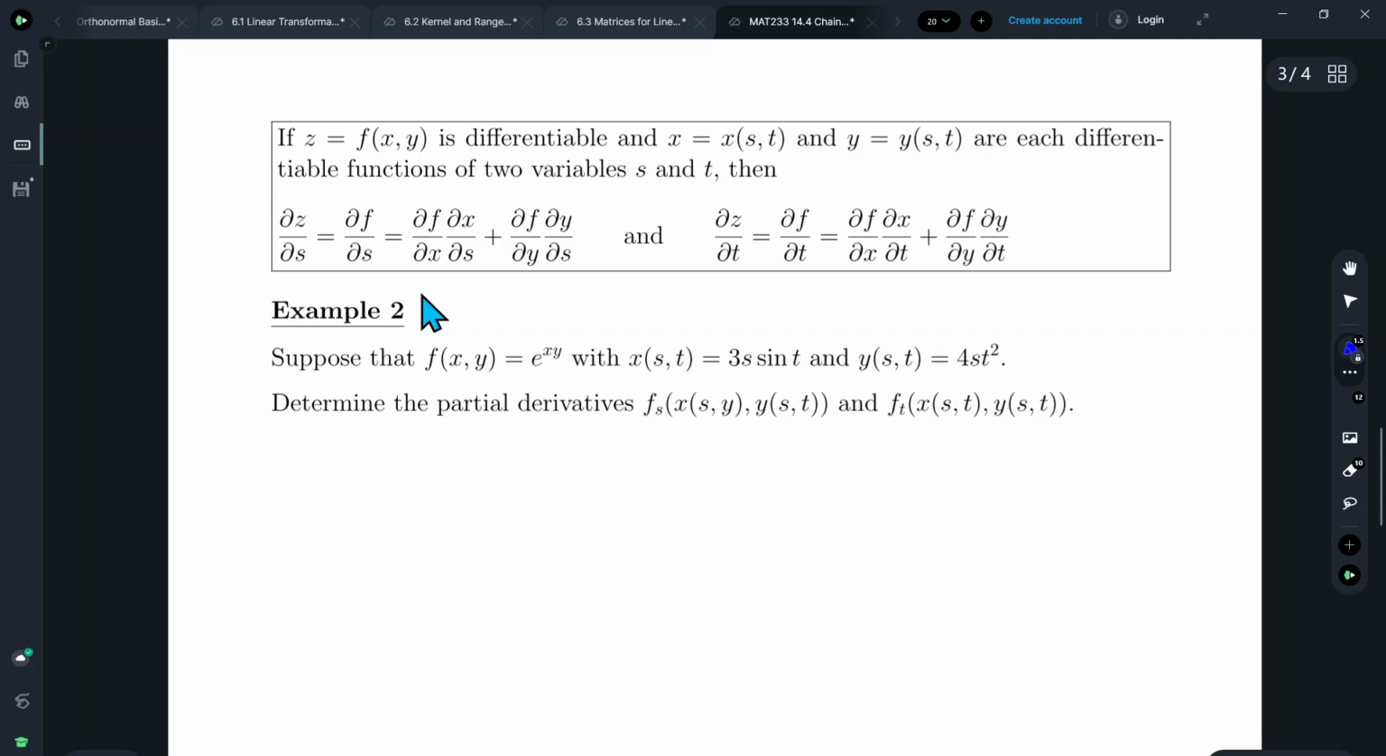Okay, now we take a look at a chain rule example where we start with a function f of two variables x and y, and then in turn each x and y are also functions of two variables s and t. So ultimately we want to find the partial derivative of f with respect to s, and also the partial derivative of f with respect to t.